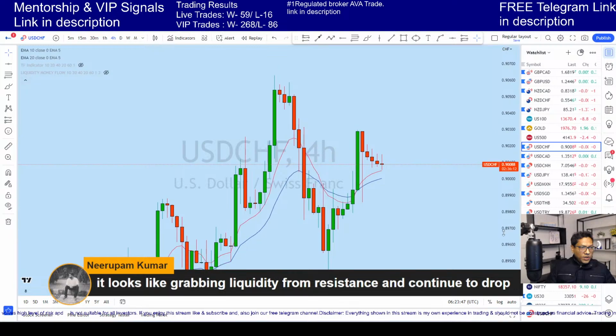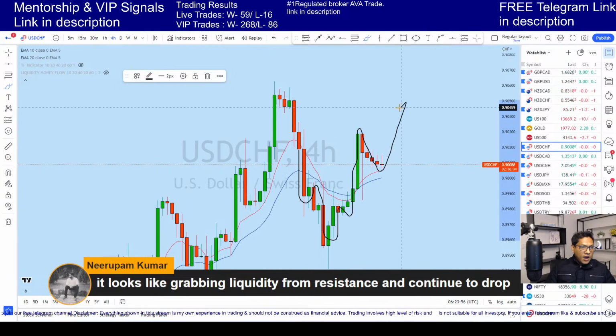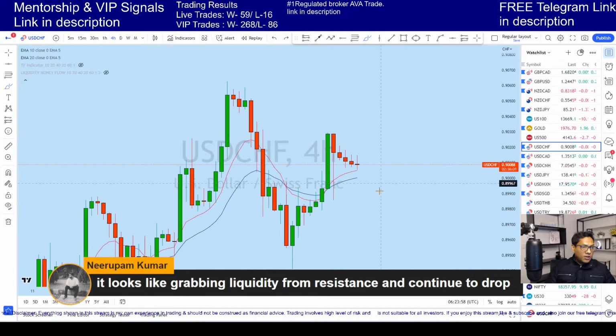Okay, so dollar Swiss franc, you can see there is an inverted head and shoulder here. And with that inverted head and shoulder, the price has created this move correction. I think it will prepare for another bullish move. It might grab liquidity from here.